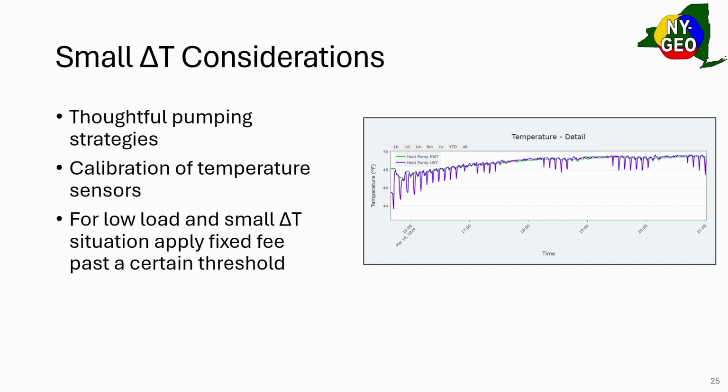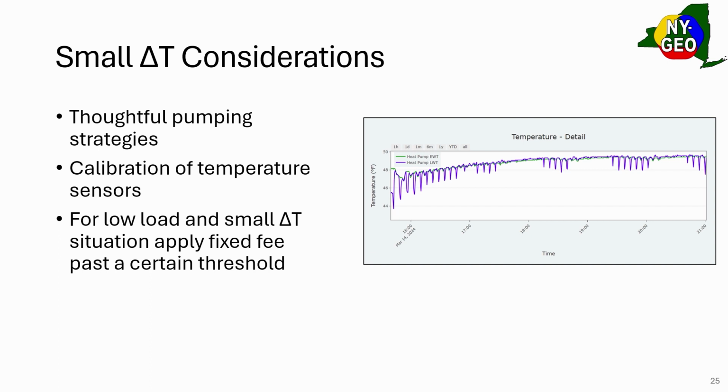So what I mean by delta T or small delta T considerations is, we mentioned before those resistance temperature detectors. Those are the highest accuracy temperature detectors. Let's say those are 0.05 degrees Fahrenheit off, right? And you have a delta T of 1. Well, if you have two temperature sensors that are 0.05 degrees Fahrenheit off, that's an error at 10% at 1 degree delta T. So that's a problem.